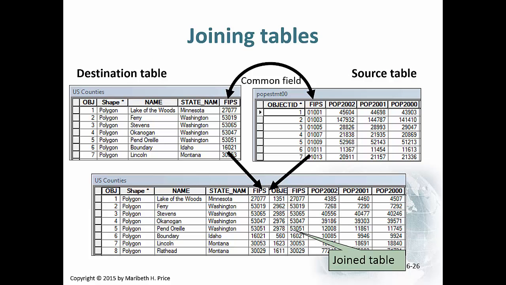There is some basic terminology that you want to know. The standalone table is called the source table, and the attribute table is called the destination table. You must determine a common join field. That is a field that is used to combine the two tables. In this case, it's FIPS.